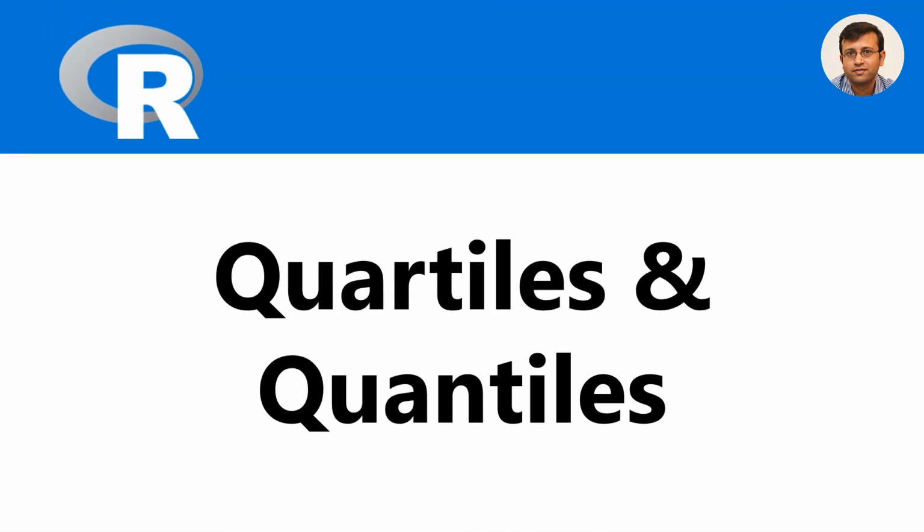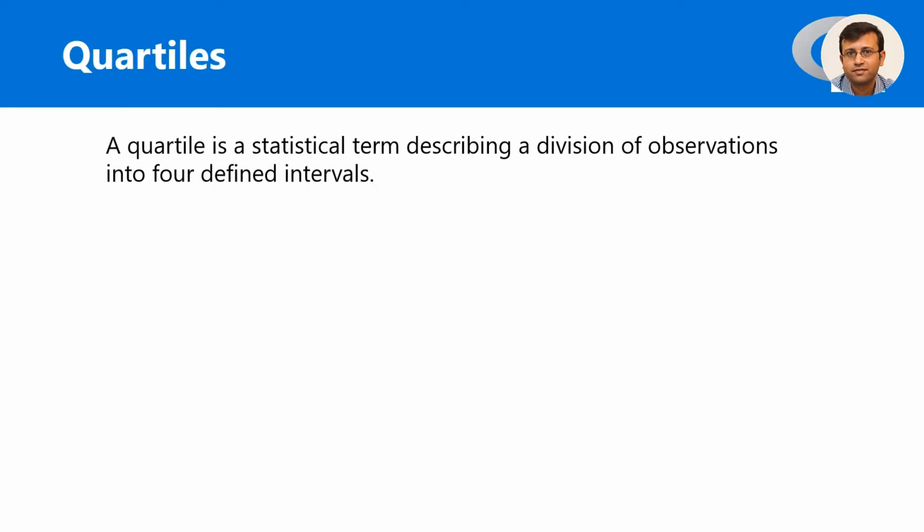In this video, we will talk about quartiles and quantiles, which is another measure of statistics. A quartile is a statistical term describing a division of observations into 4 different intervals, based upon the value of the data and how they compare to the entire set of observations. To understand the quartile, it is important to understand the median as a measure of central tendency. The median in statistics is a middle value of a set of numbers. It is the point at which exactly half of the data lies below and above the central value.